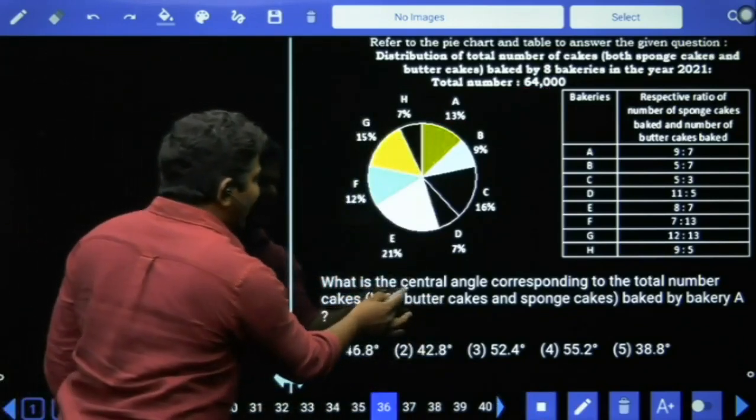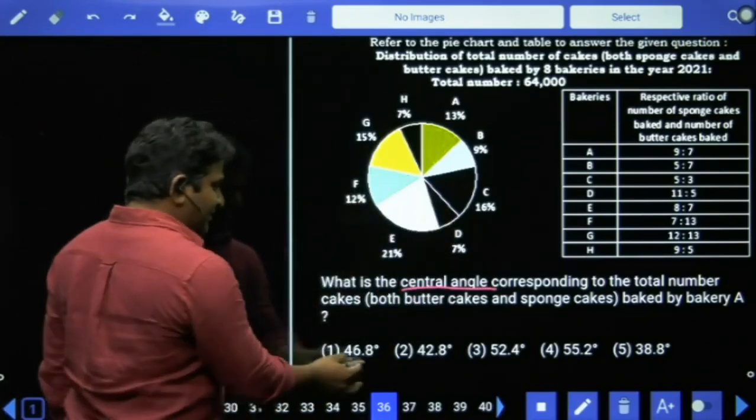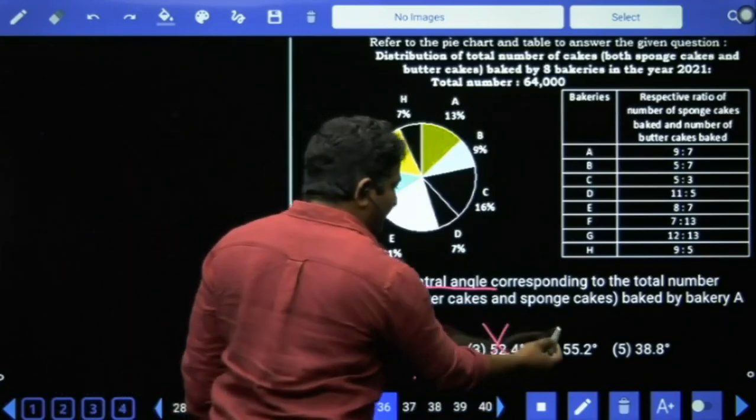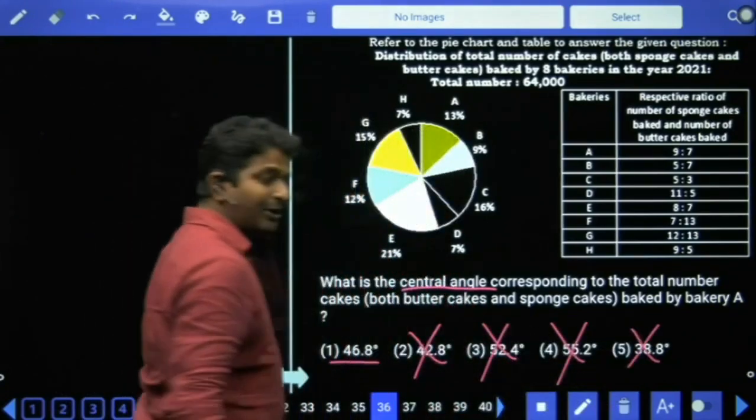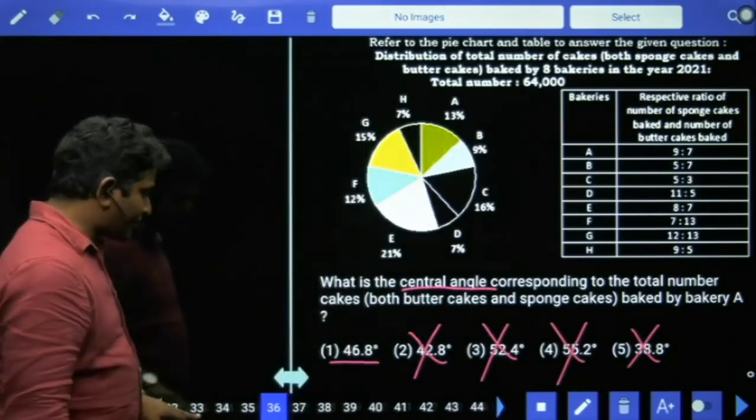What is a central angle? Whenever it is about central angle, answer must be 9 multiple. This is 9 multiple, possibility is there. This is not 9 multiple, this is not 9 multiple, this is not 9 multiple, this is not 9 multiple. Without keeping any effort, we are able to answer one question.